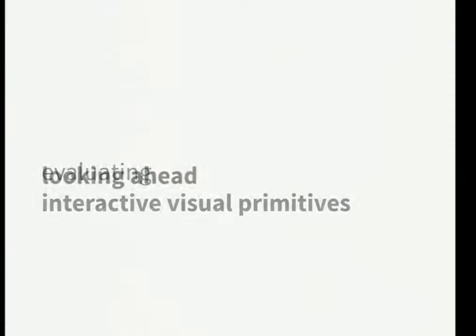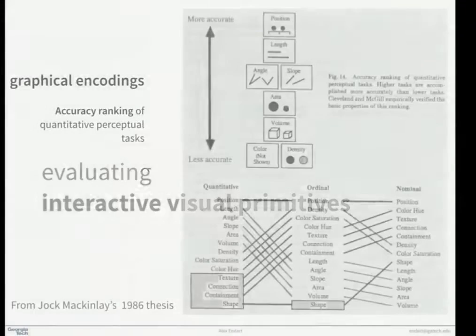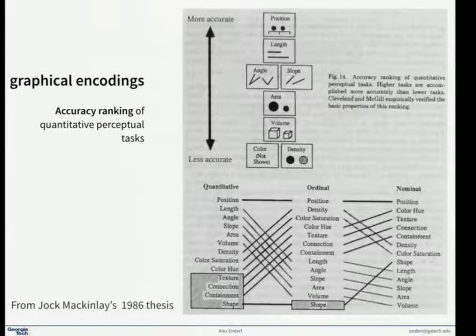Okay. Looking ahead, this is where it gets a little interesting. What do we do now? One of the things that came about was this idea of how do we evaluate the effectiveness of these interactive visual primitives, as a way to say, we have these graphical encodings that have different kinds of perceptual abilities, or have been ranked based on their perceptual abilities. For example, how good is somebody at understanding the difference between two lengths of two bars versus two angles versus the size of two bubbles.